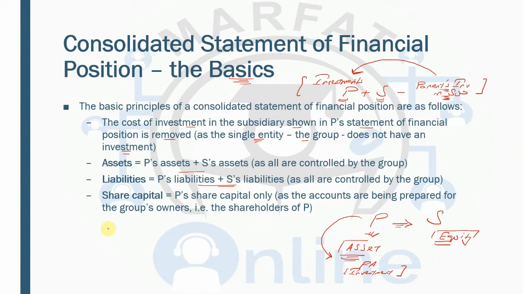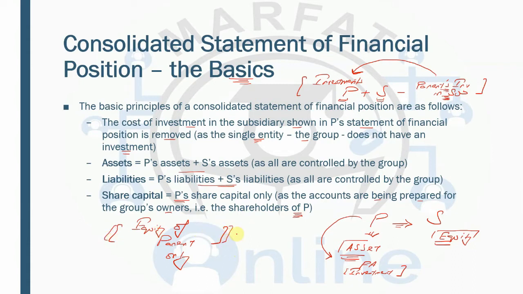But when it comes to equity, when you're talking about the share capital, share premium, you are going to take the equity of the parent only. Remember, equity of the parent only. We are not going to consolidate the equity of the subsidiary. And what is the reason behind that? As the accounts are being prepared for the group owners, that is the shareholders of the parent. So that is why we are not going to consolidate the equity of the subsidiary. We'll be only taking the equity of the parent.